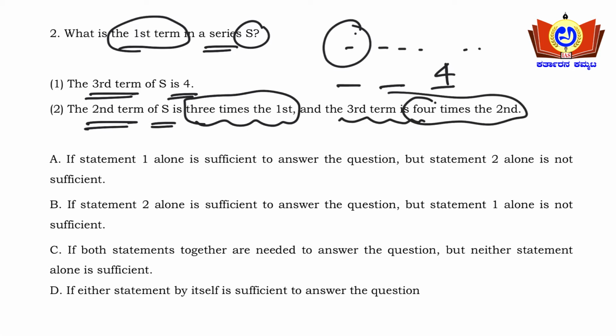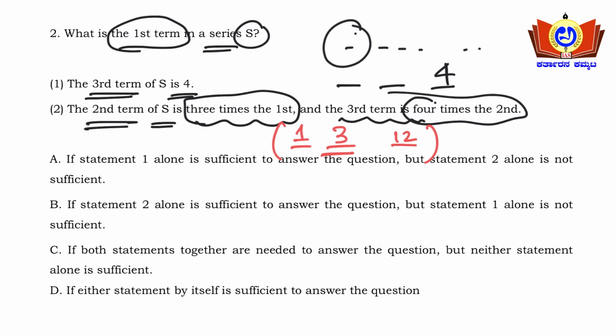Okay, see here friends, actually the second statement reads that the second term of S is 3 times the first. If I assume the first term to be number 1, then the second term of the series S is 3 times the first, so the second term will be 3 here. And the third term is 4 times the second. 4 times the second means 4 into 3, that will be 12 here.